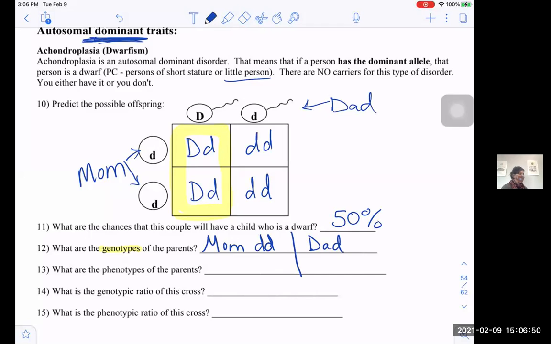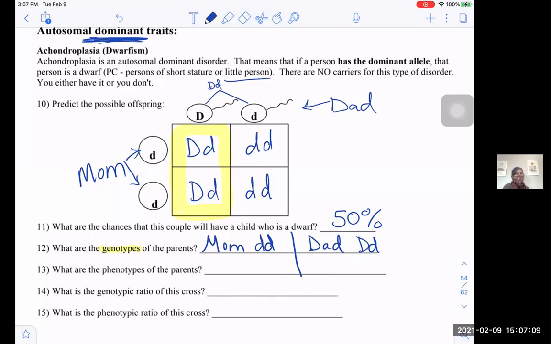What is dad's genotype then? Thanks, Ethan. He is heterozygous, right? These are dad's sperm up here. If you combine them together, you get dad's genotype.